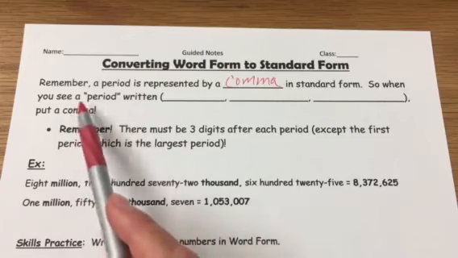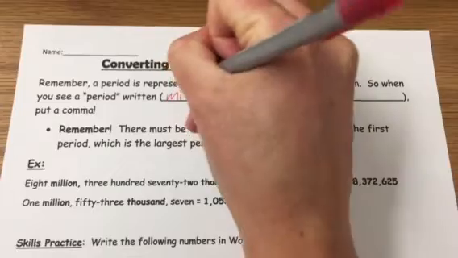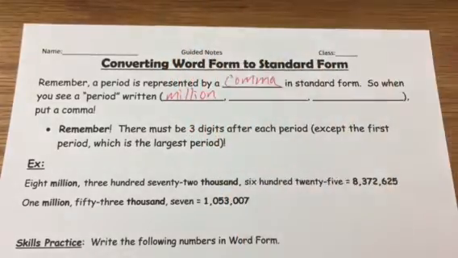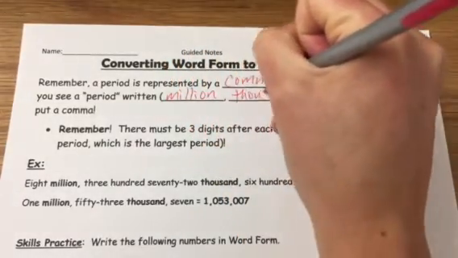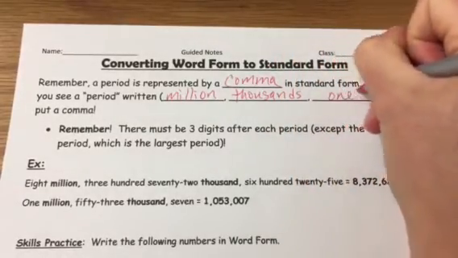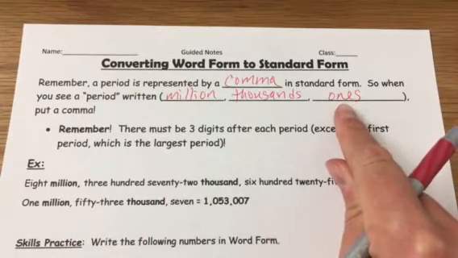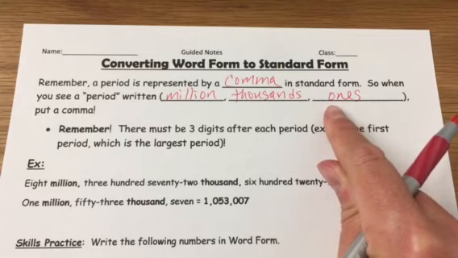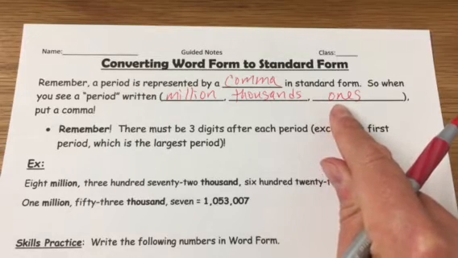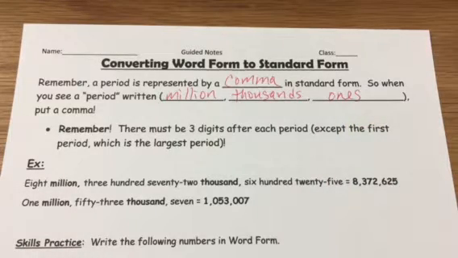So when we see a period written, so if we see words like million, thousand, or thousands, or ones, then we know that we're dealing with a period. So we will throw in a comma. The only exception will be our ones. At the end of our number, when we've finalized talking about our ones period, we can go ahead and throw in a decimal point. So remember, there must be 3 digits after each period.